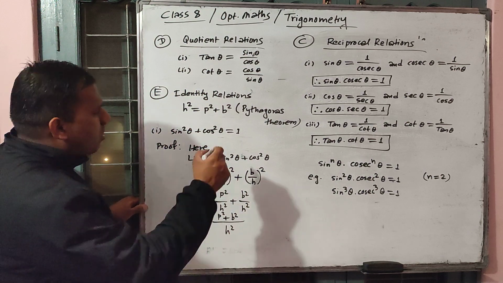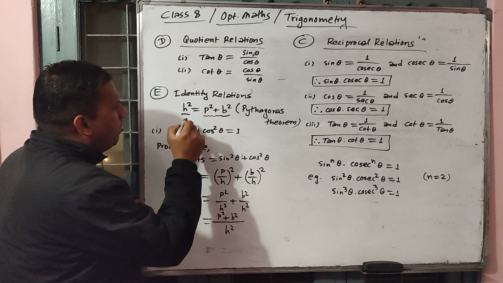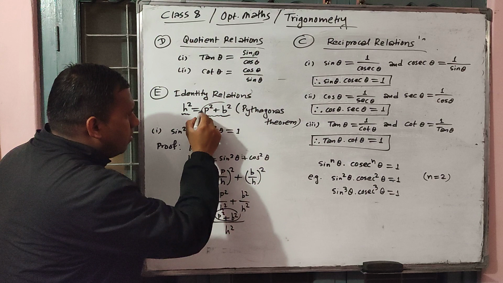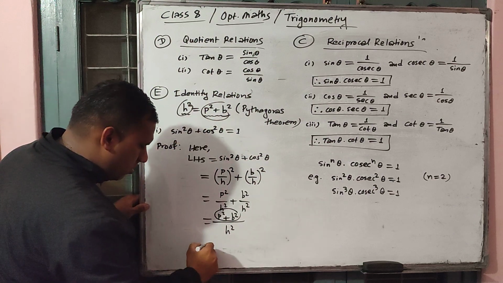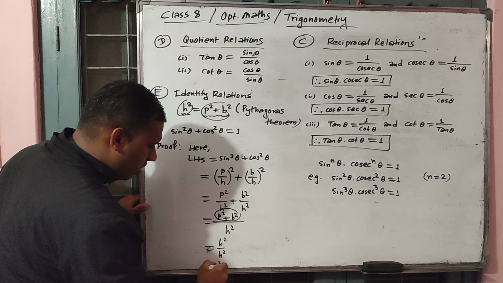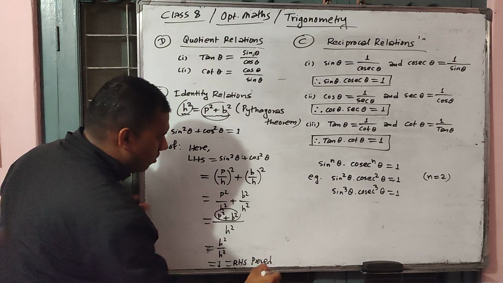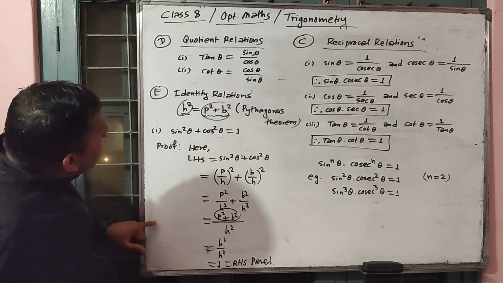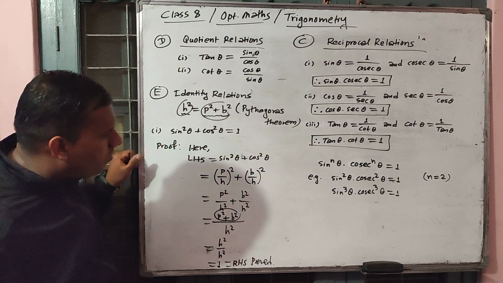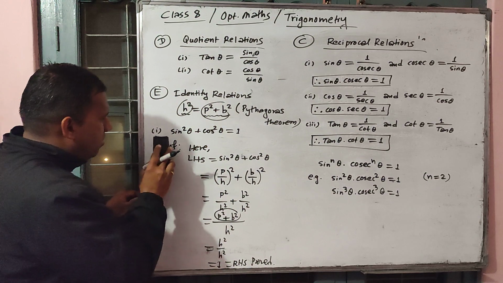But from the Pythagoras theorem, the h square is equal to the sum of p square plus b square. So p square plus b square equal to h square. So we get h square upon h square, which equal to 1 equal to RHS. So in this way, we can prove the first identity relation, sin square theta plus cos square theta equal to 1.